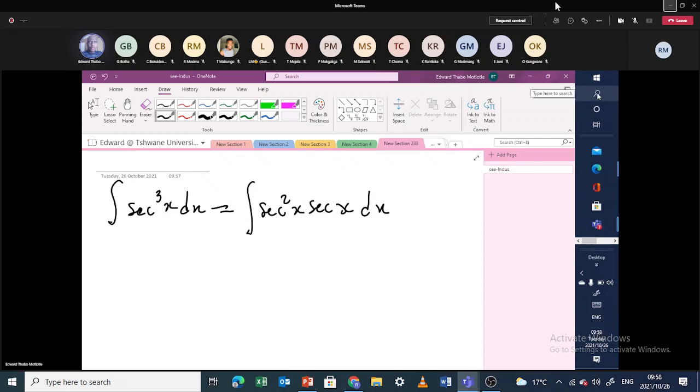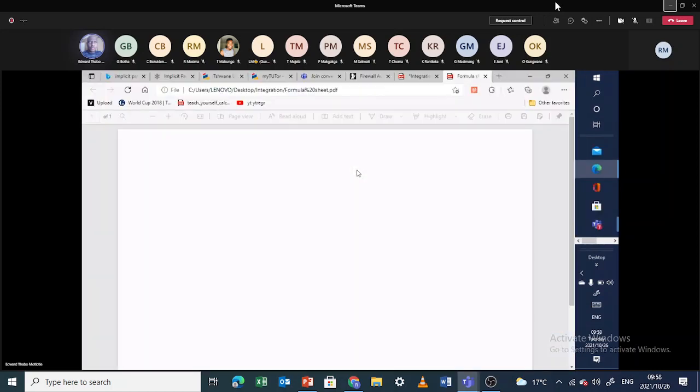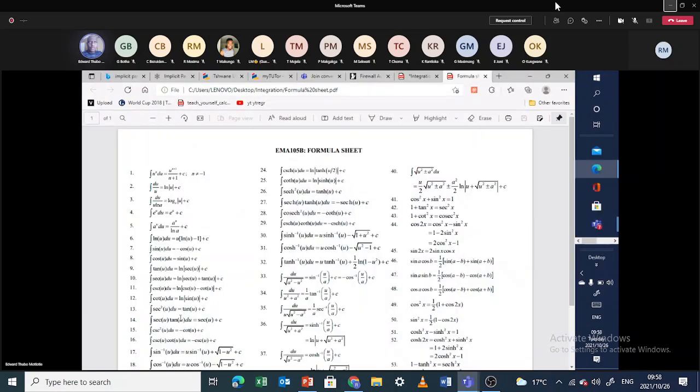let's look at the formula sheet and discuss it. Sec squared, can you see number 13? When you integrate sec squared u du, you get tan u. So this means we can integrate sec squared. So I'm guided by that. I wanted to show you what guides me.